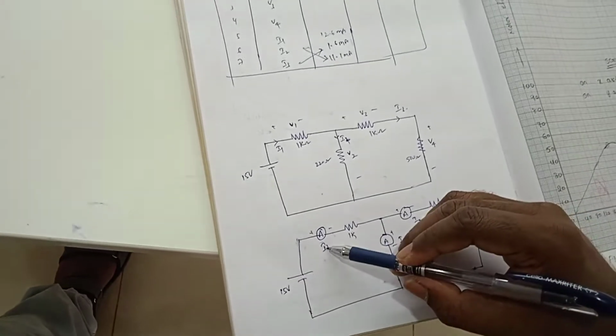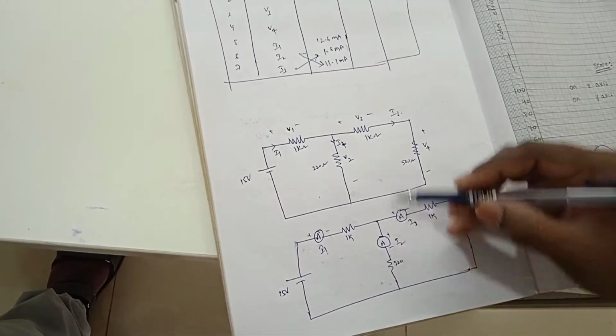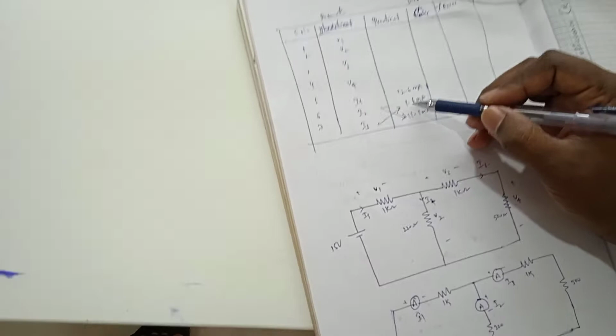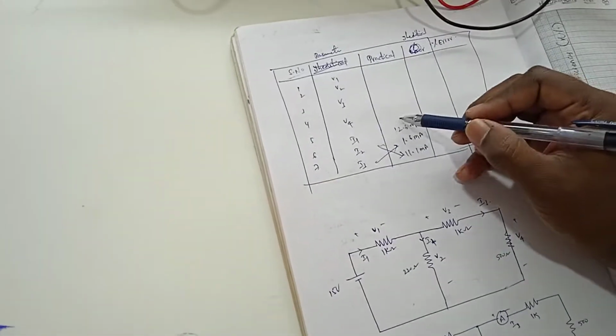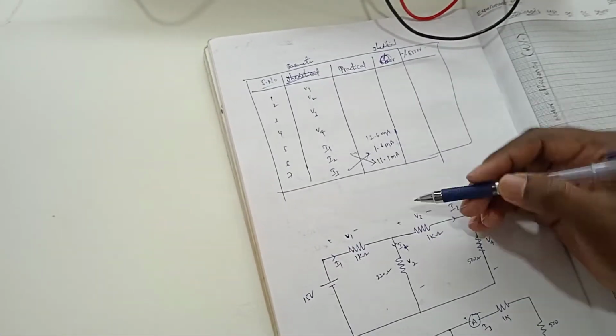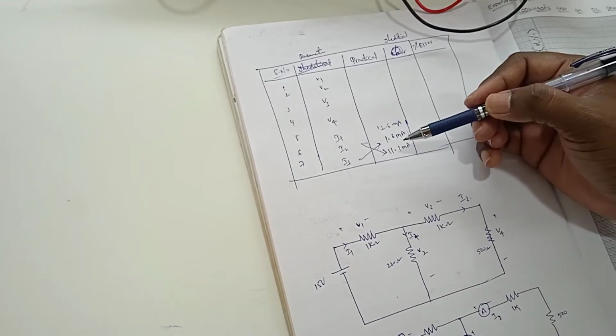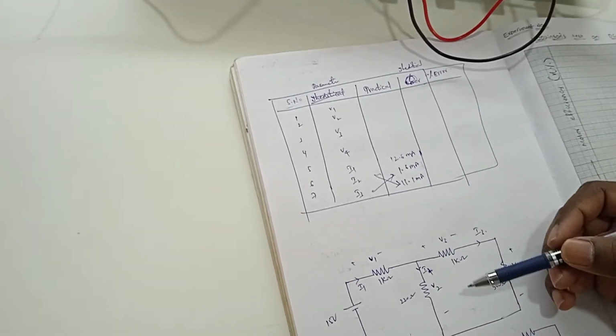Okay, so that means if you add these two, I2 and I3, you should get I1. That is Kirchhoff's current law. So 11.1 plus 1.6 is 12.7. So we are getting nearly equal. Okay, so that is the verification of Kirchhoff's current law.